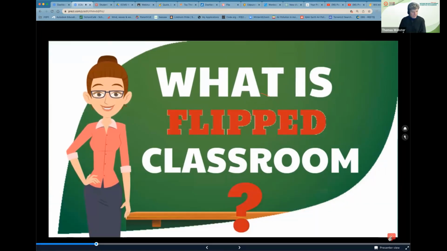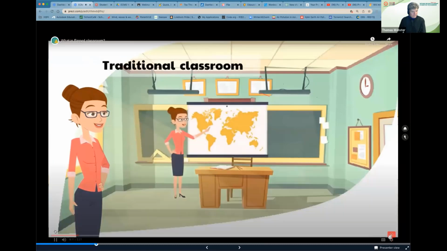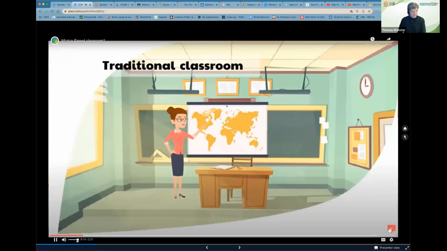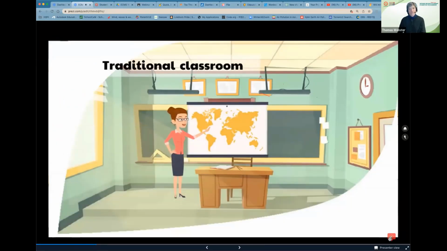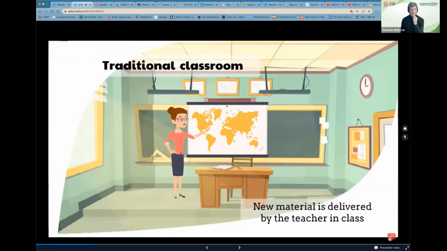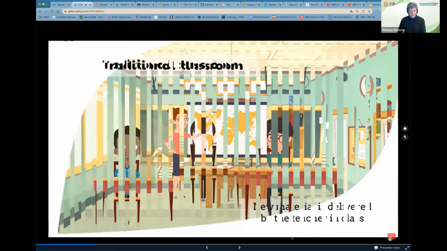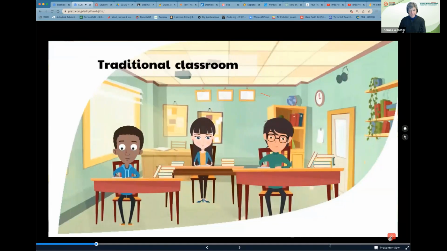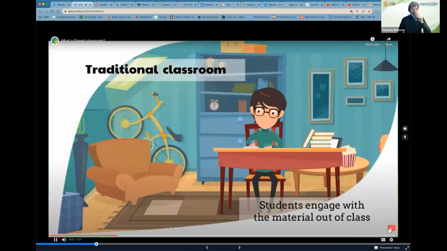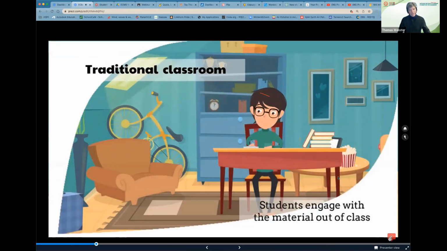Let us begin by defining what a traditional classroom looks like. Traditionally, courses have been structured in the following way. During class, the teacher delivers a presentation that introduces students to new concepts and learning materials. Meanwhile, students mostly listen to the presentation and maybe take notes. Later on, at home, students review the notes to learn the material presented in class, and maybe complete some practical exercises that the teacher has assigned as homework.